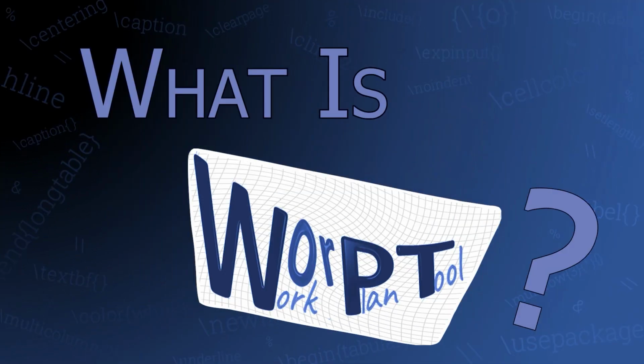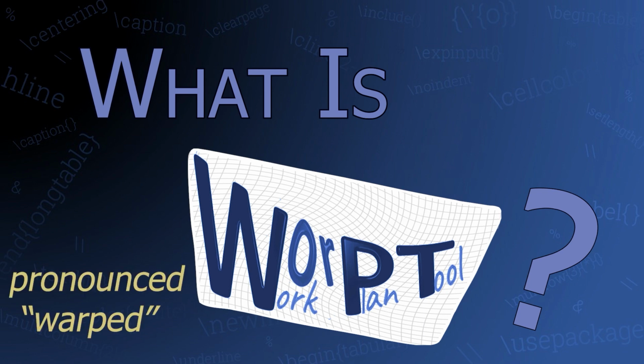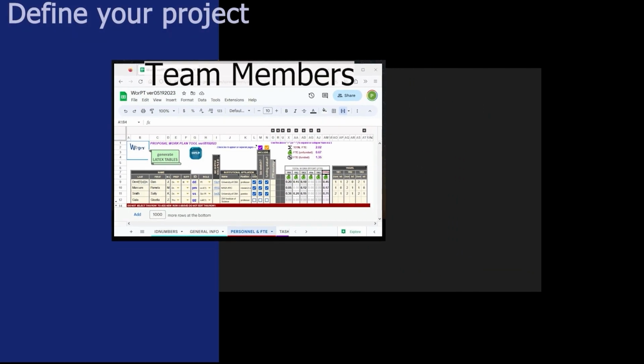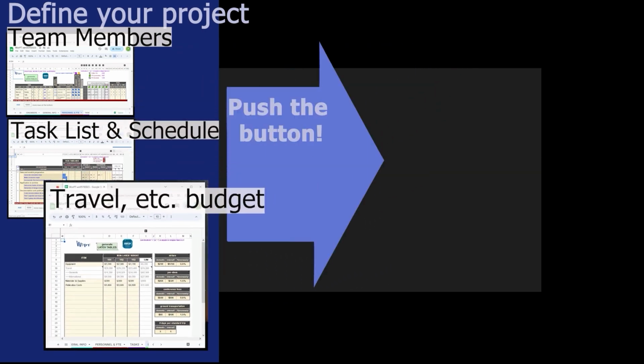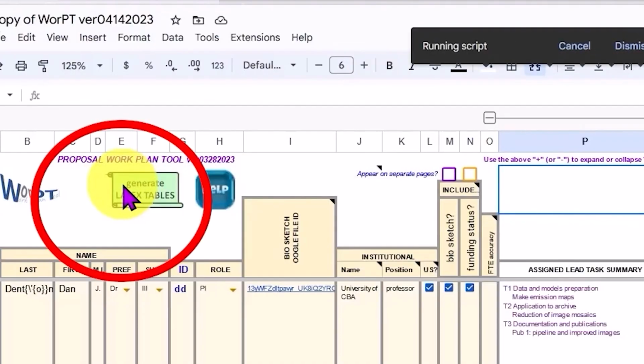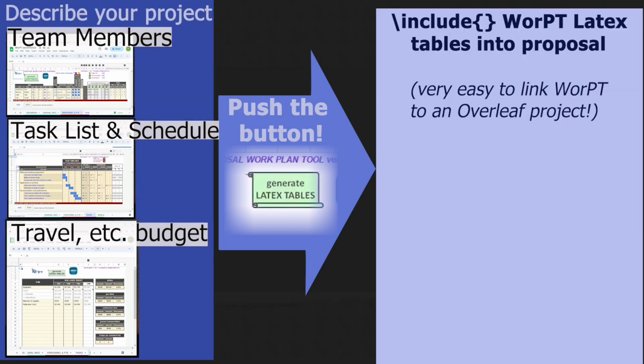This video introduces a tool called the Work Plan Tool for Proposals, or WorPT. WorPT is a Google Sheet with an attached script. To use this tool, you fill out information over a couple of pages within the worksheet, defining your proposed project. Press a button, and about a dozen LaTeX tables are generated and ready to be incorporated into your proposal.